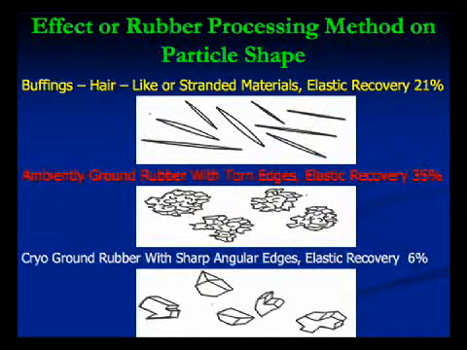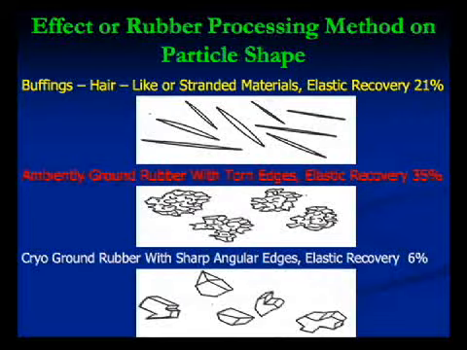Why are we talking about different types of production method? The different production methods influence the elastic recovery of the crumb rubber we're producing. The buffing process, which comes from retreading of truck tires or passenger tires, based on analysis that was done, gives an elastic recovery of 21%. This is research that was done by an Australian research institute.